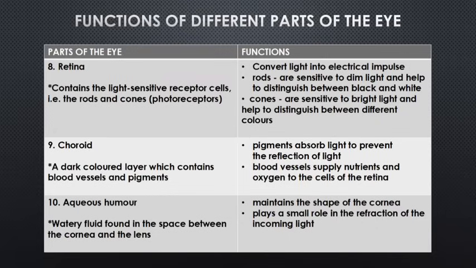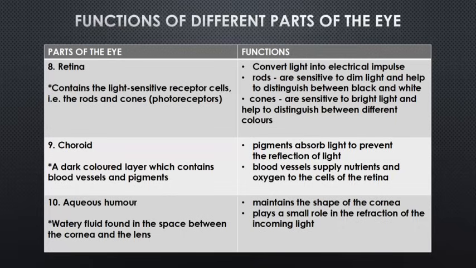Okay, and then remember, I said this part consists of the photoreceptors, which are your rods and your cones. Your rods are sensitive to dim light, hence they will help you to differentiate between black and white. And then the cones, they are sensitive to bright light, and hence they will help you to distinguish between different colors, your green, your yellow, your purple, your indigo, and so forth.